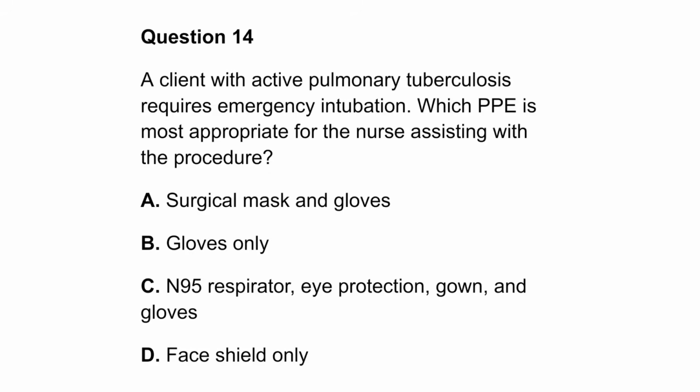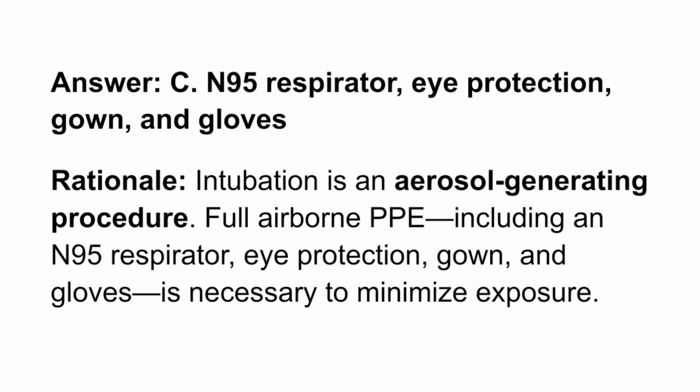Question 14. A client with active pulmonary tuberculosis requires emergency intubation. Which PPE is most appropriate for the nurse assisting with the procedure? A. Surgical mask and gloves. B. Gloves only. C. N95 respirator, eye protection, gown, and gloves. D. Face shield only. Answer: C. N95 respirator, eye protection, gown, and gloves. Rationale: intubation is an aerosol-generating procedure.